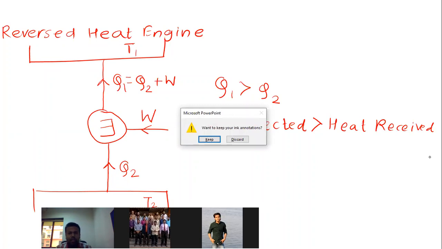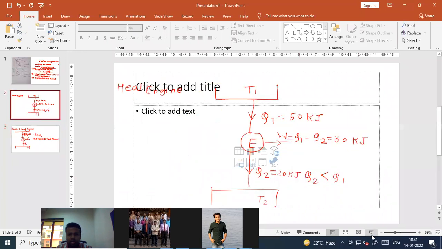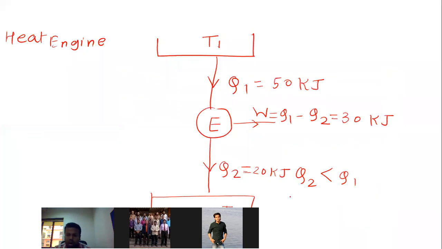What happens in the previous slide? What happens here? Here, what we got? We got that heat.